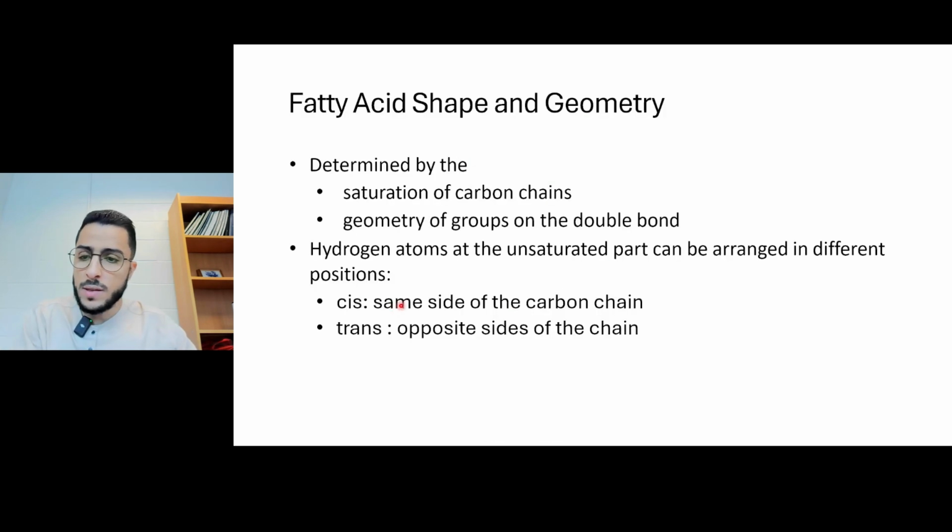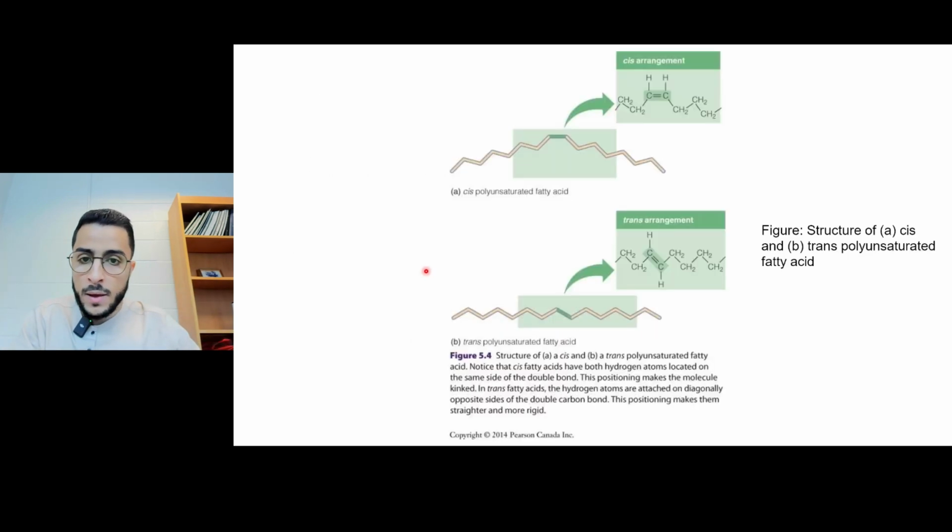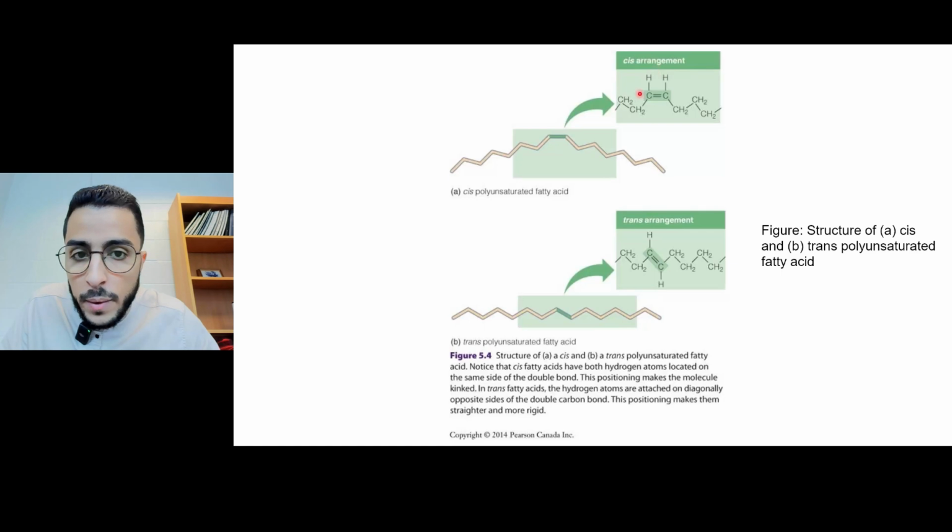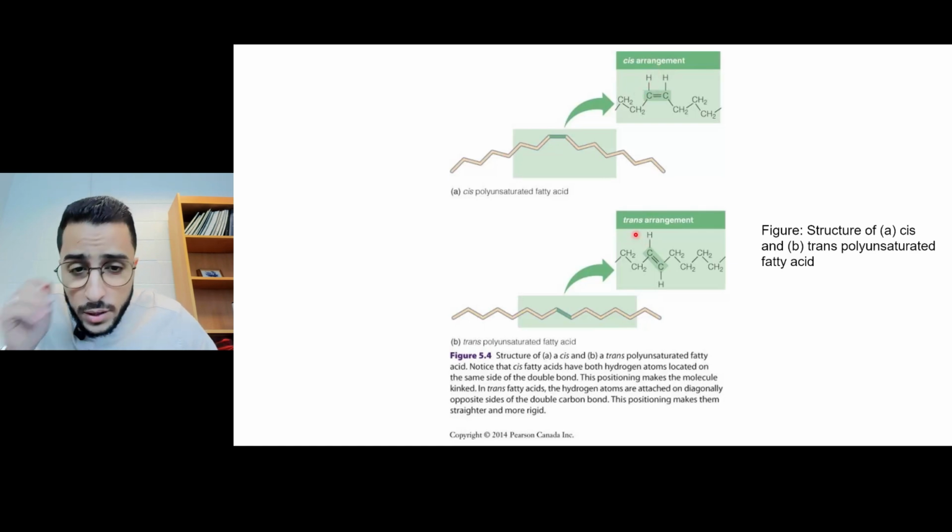The only difference between them is the position of the hydrogen atoms around the double bond. What do I mean by that? When we're talking about a cis polyunsaturated fatty acid, the double bond is in cis configuration, that means the two hydrogens are on the same side. Okay? Remember, and that creates this kink here in the unsaturated fatty acid. If we have a trans configuration, then the hydrogens will be opposite of each other, on opposite sides. And this one is straight. Trans fatty acids are straight.